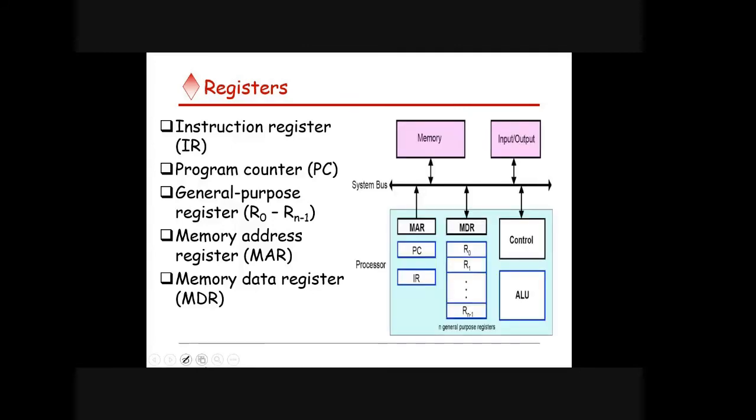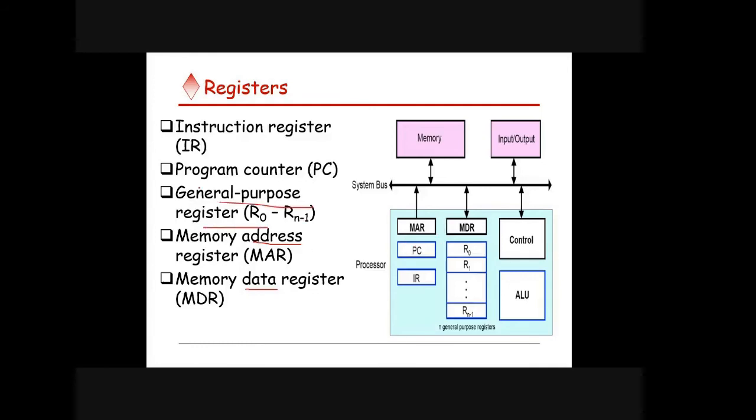Then R0 to Rn-1, n general purpose registers, are there. And after that, MAR is the memory address register. Next, MDR is the memory data register. So these are the expansions. MAR is the memory address register. It is a register, and what will be the content of that register? MAR, definitely it will be an address. MDR is the memory data register. What will be the content of that? That will be data. And other than that, you can have general purpose registers for storing the operands.